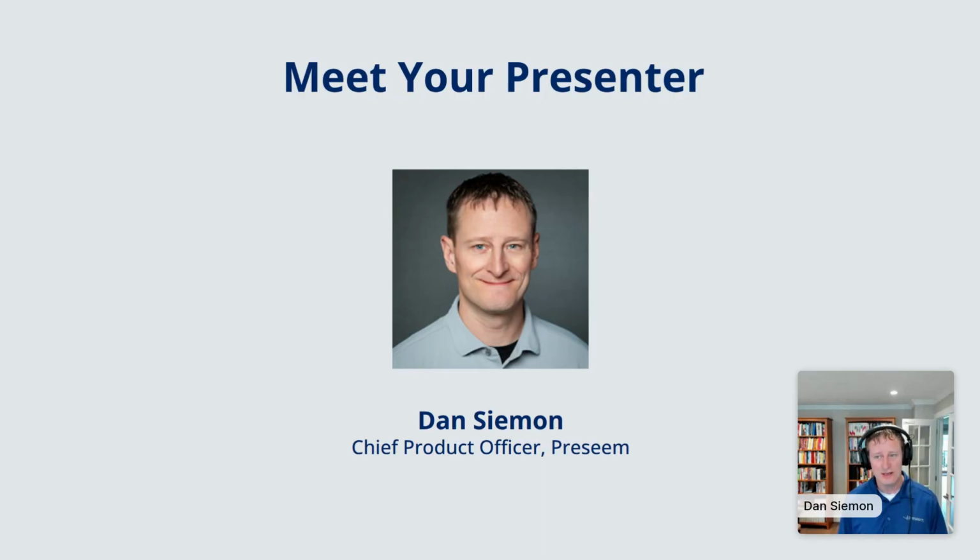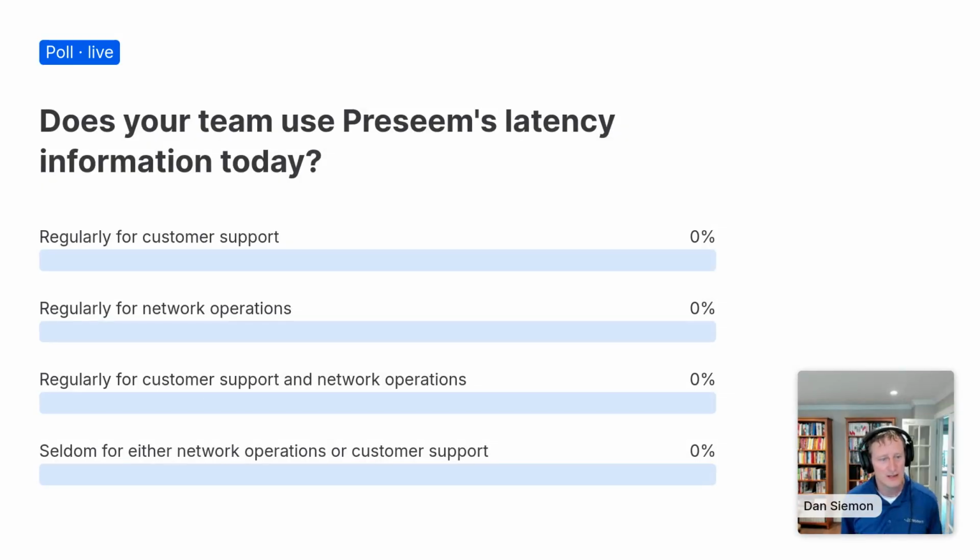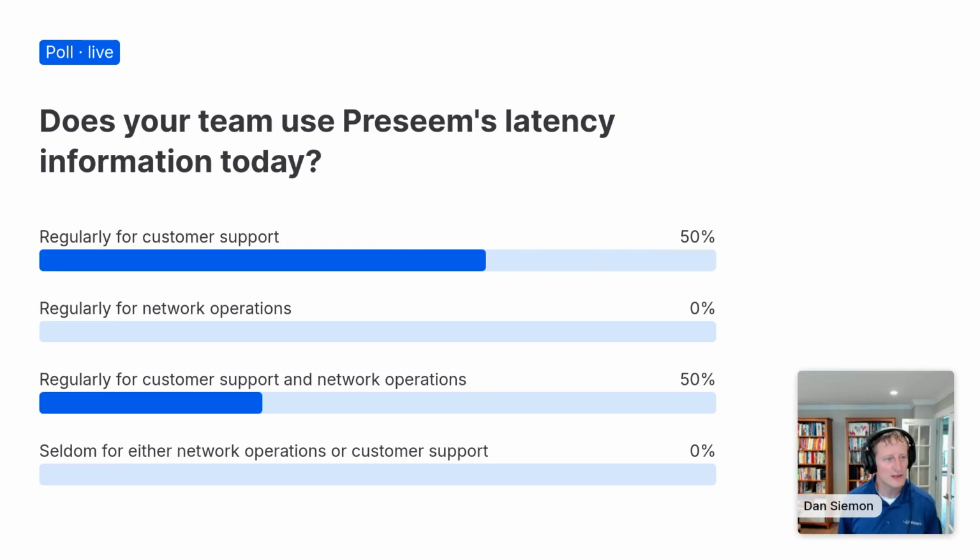So with that, you should see a poll coming up right now. If you could see that, we'll just give everybody a minute to answer. We'll get a sense of the people that are on the call and how often they use Preseem for latency information for support and network operations use cases. So we're coming in at about 50-50 right now. Interesting. That is surprisingly equal. All right, I'll give a couple more seconds. Anybody else wants to jump in and vote there? Oh, we're starting to get more votes again. Maybe it took a little while for the poll to come up. Yeah, they're coming in now.